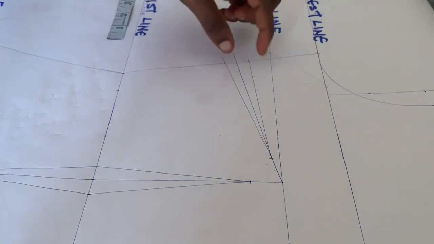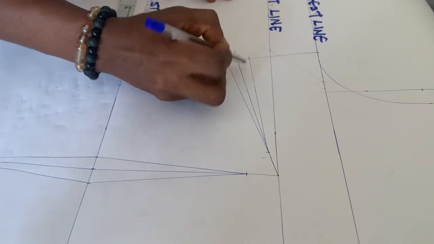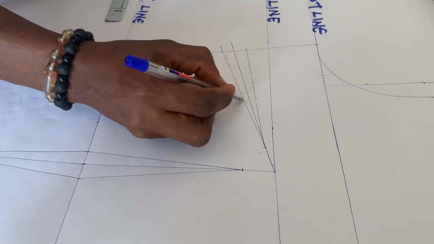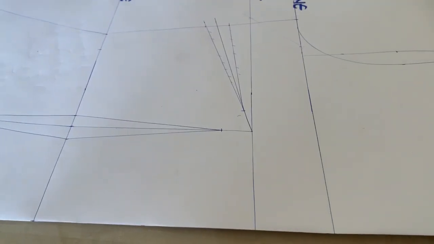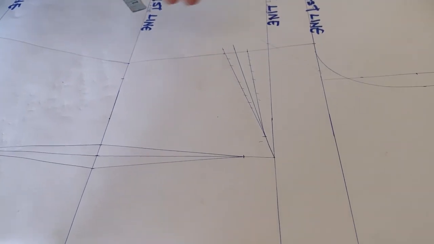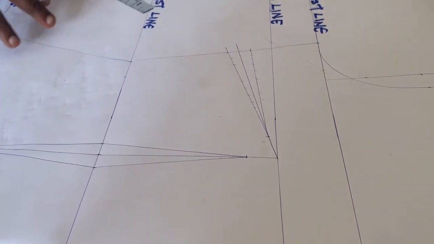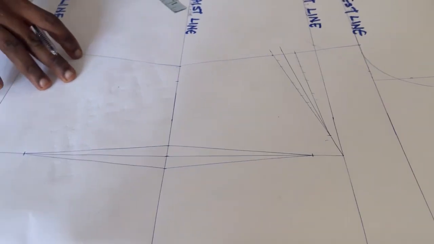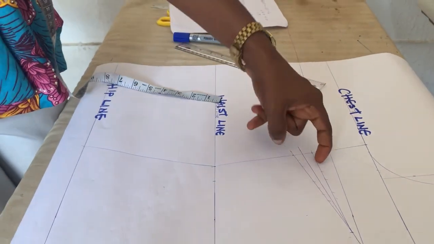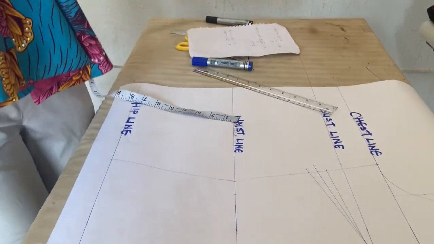So here now I'm going to be cutting out these lines, as they serve as the dart for the bust dart. The next thing I'm going to do is to add my sewing allowance. But before I do that, I said earlier that whenever we take out a dart, we must replace it back.